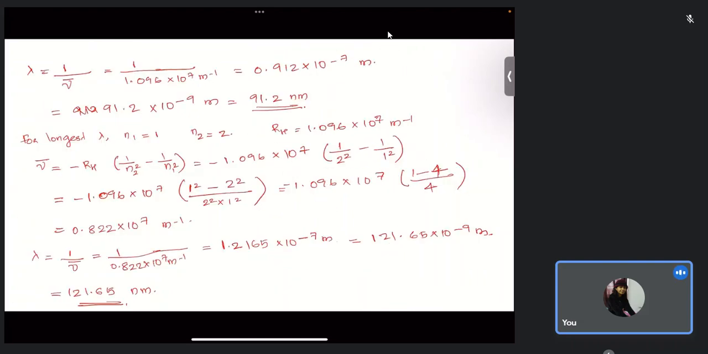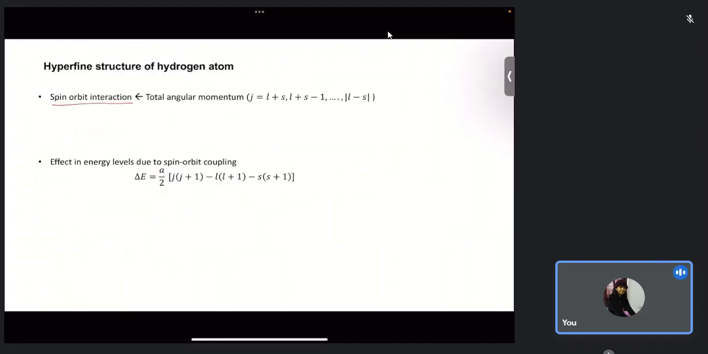Towards the end of the second lecture last week, we were introduced to the hyperfine structure of the hydrogen atom: the introduction of total angular momentum because of spin orbit interaction. The total angular momentum quantum number can have values between L plus S and L minus S.